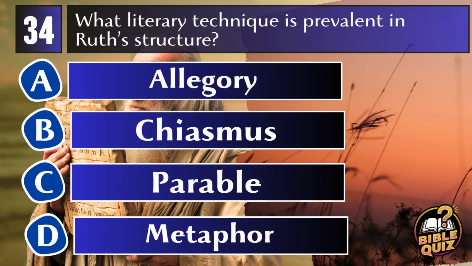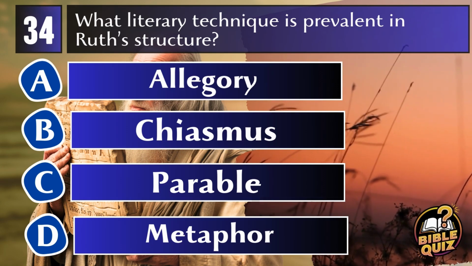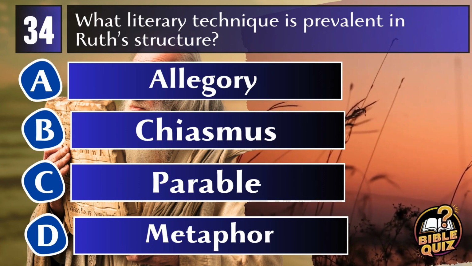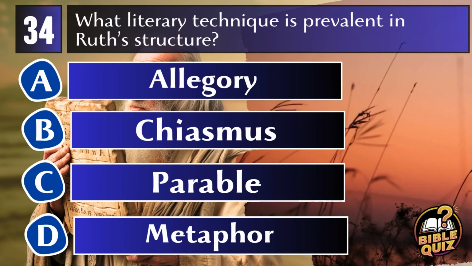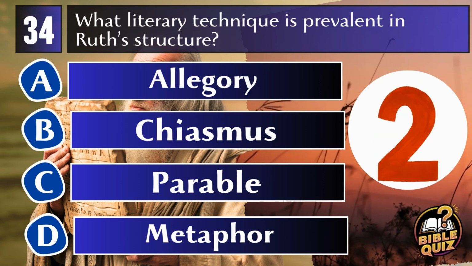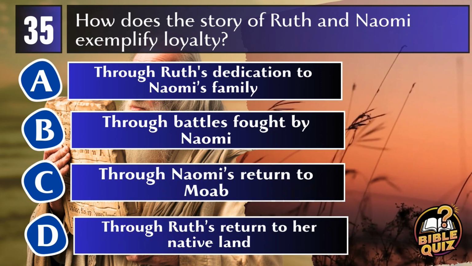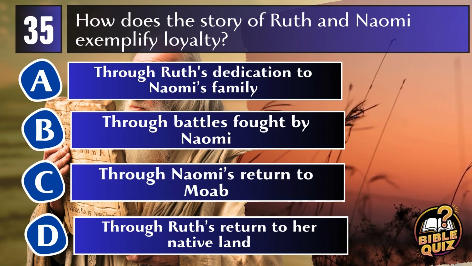Question 34. What literary technique is prevalent in the Book of Ruth regarding its structure? A. Allegory. B. Chiasmus. C. Parable. D. Metaphor. Answer. B. Chiasmus. Chiasmus, a structural technique where themes or narrative details are mirrored in a crossover pattern, is prevalent in the Book of Ruth, enhancing its literary depth and emphasizing key themes. Question 35. How does the story of Ruth and Naomi exemplify loyalty?